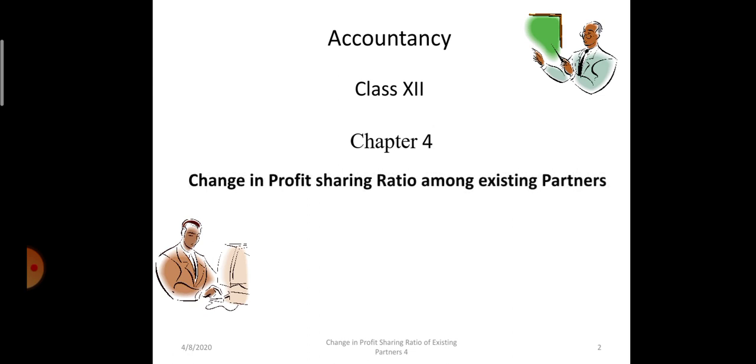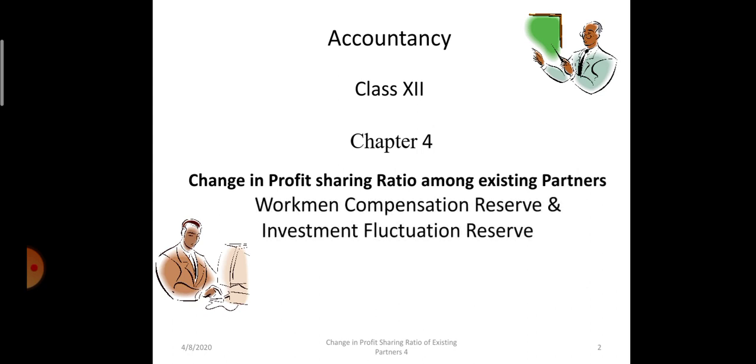In this chapter, we have already discussed the gaining ratio, sacrificing ratio calculation, valuation and accounting treatment of goodwill, and in the previous video we discussed the distribution of reserves and accumulated profit. Here we will continue that topic and we will discuss the accounting treatment of Workmen Compensation Reserve and Investment Fluctuation Reserve.